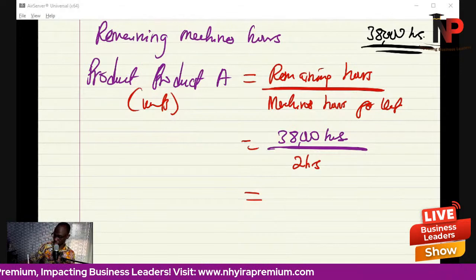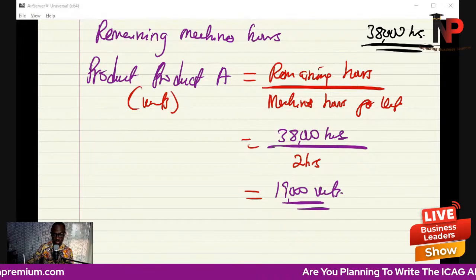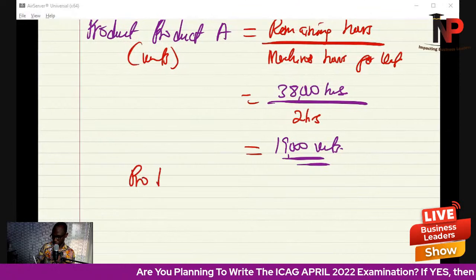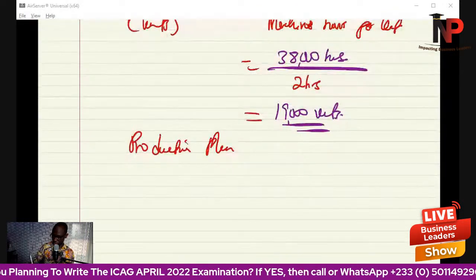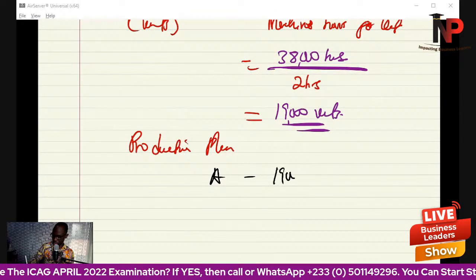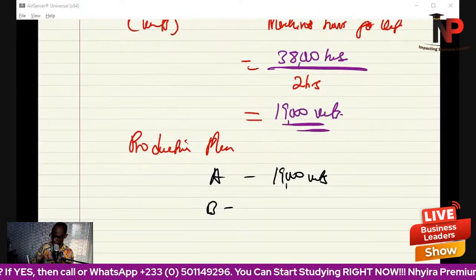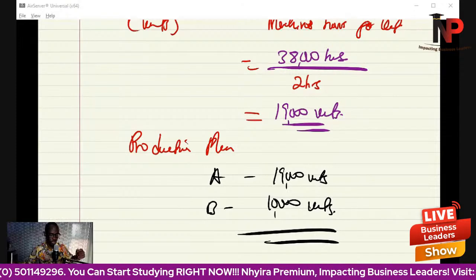Or 19 rather, sorry. 16 will be 32. So 19,000 units. So what is our production plan? Our optimum production plan is that for the A, we make 19,000 units. But for the B, we're going to make the whole 10,000 units. So that's our optimum production plan.